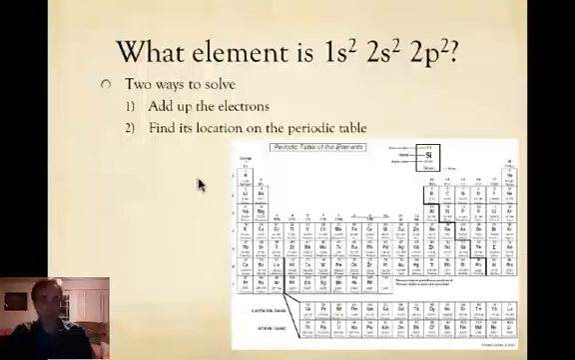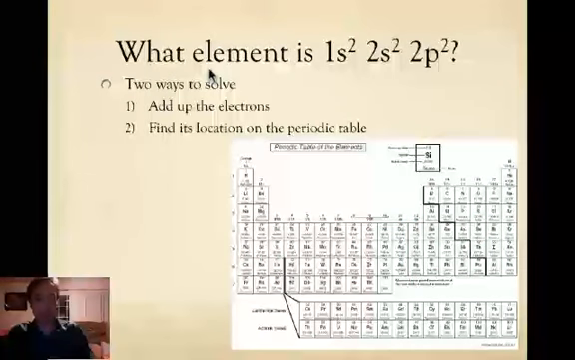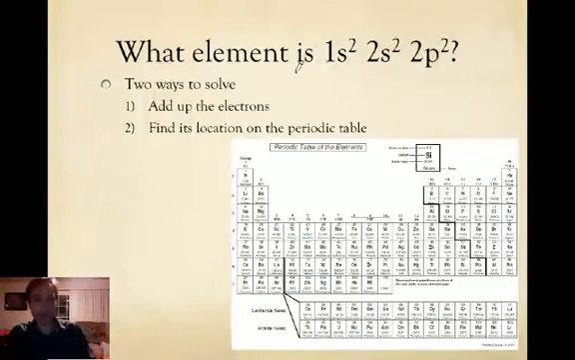Now I showed you this element in a previous video. And what I said was there were 2 ways to solve it. So the first easy way to solve it is you count up the electrons. So 2 plus 2 plus 2, which tells us 6 electrons. If we balance that out with protons for a neutral atom, we know the atomic number is 6. That tells us it's carbon.